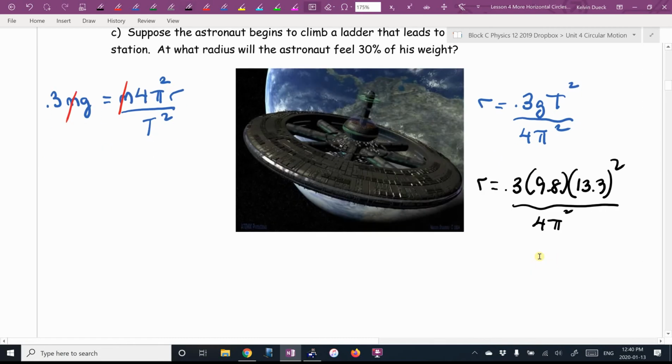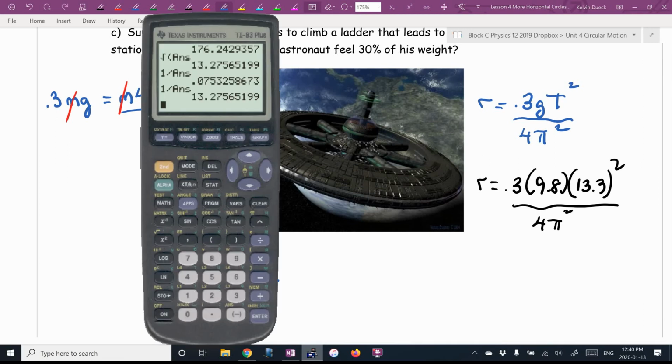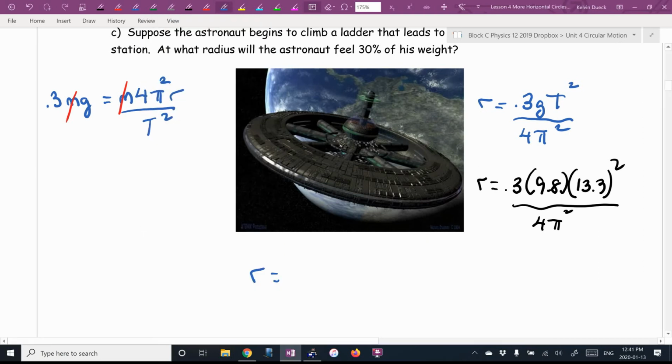I know the answer has got to be smaller than 35, because that's the outer radius of the space station. So if I get an answer bigger than 35, I'll panic because I've made a typo. I get 0.3 times 9.8 times answer button squared, divided by bracket 4 pi squared. Uh-oh, my pi symbol didn't go. Pi squared. Do you get 13.125 even? Nice that it worked out evenly. 13.1.